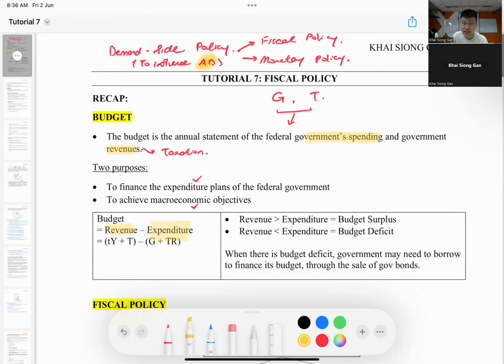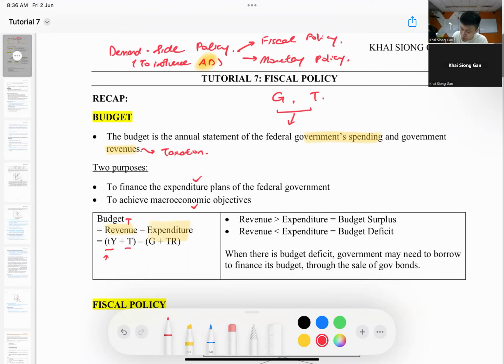Okay, the revenue that the government receives from taxation and the expenditure they're going to spend. So therefore, when we talk about revenue, it comes from taxation. We have two types of tax: one is autonomous tax and one is induced tax. Autonomous tax is a tax that is not dependent on the country's real GDP or the people's income. Induced tax is dependent on the country's real GDP or the people's income. For example, income tax: the more people earn, the more they have to pay. So revenue comes from taxation, and it basically comes from these two components.